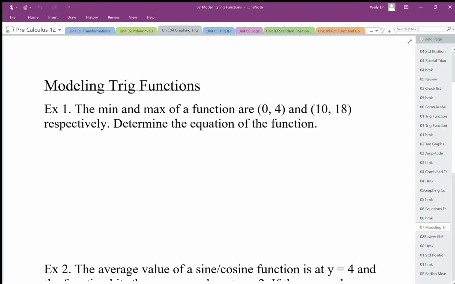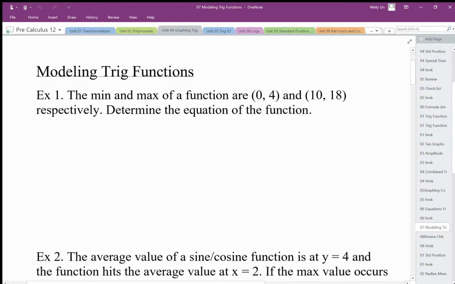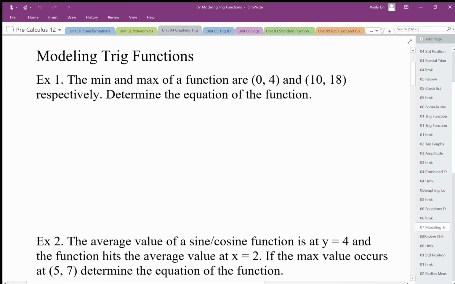So the notes for today are looking at modeling trig functions. A lot of the modeling trig functions are based on some practical, real world examples, but also one of the main ideas is that the x-axis scale is not going to be in terms of pi anymore. Typically we don't measure things in pi, we measure things in seconds, 1 second, 2 seconds.